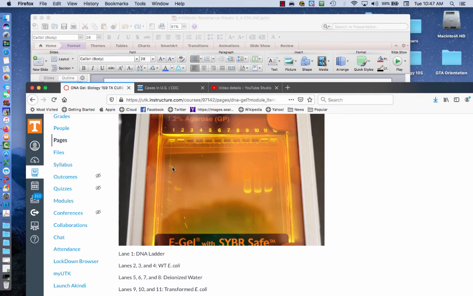You can see that here is the bright band, the 1500, here is the 1000, and here is the 500. So our amplified transferase gene falls between 500 and 1000. I would estimate it somewhere around 750, 800 base pairs or so.